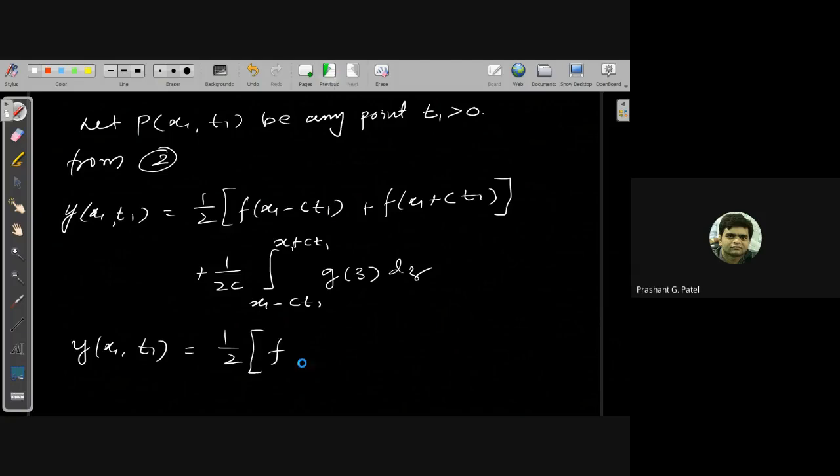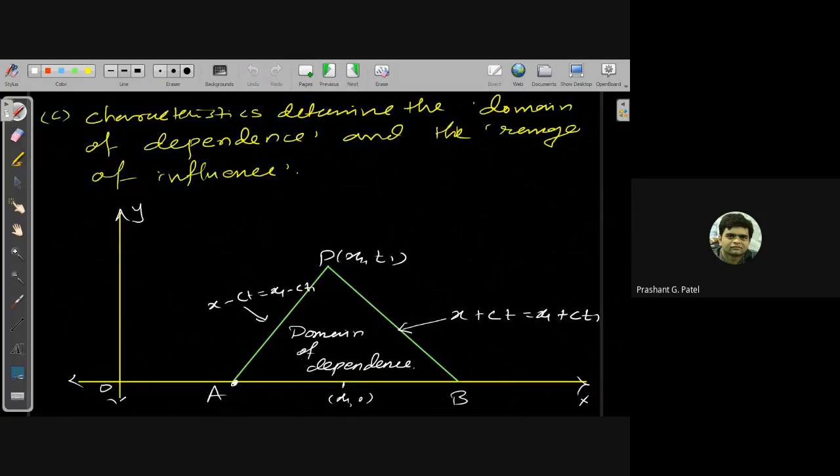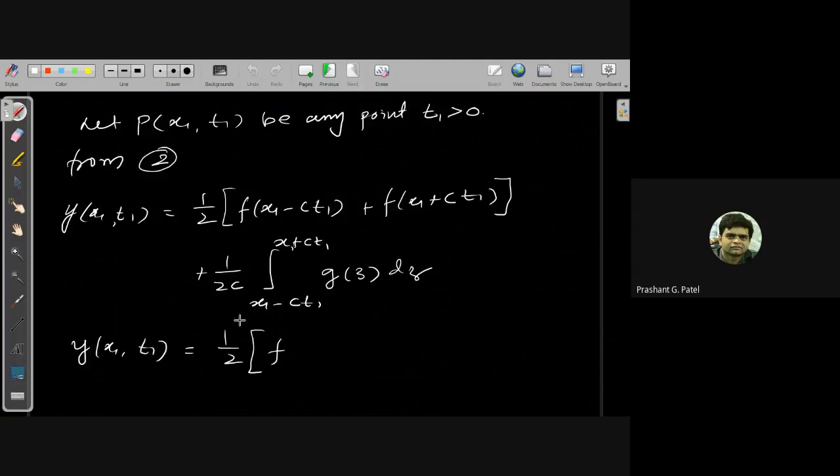You can see in this figure, this is the point A, and this is the point B. So this point is actually (x1 minus c t1, 0), and this point is (x1 plus c t1, 0). So that is 1/2 [f(A) plus f(B)] plus 1/(2c) integration from A to B of g(z) dz.